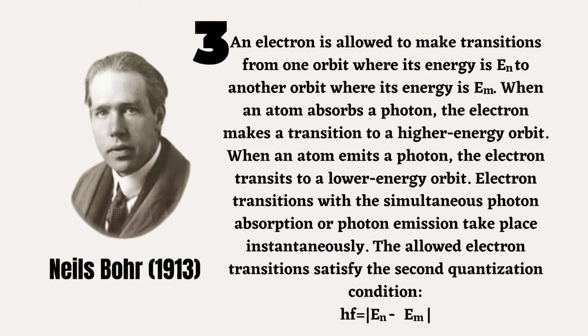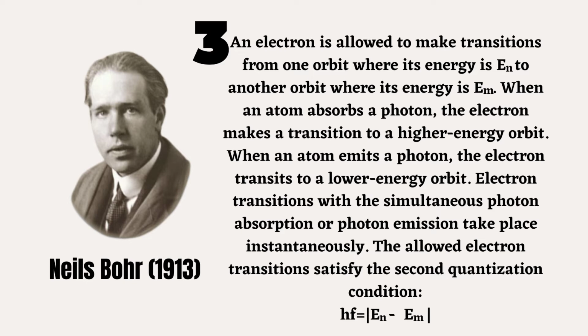Third, an electron is allowed to make a transition from one orbit where its energy is E sub n to another orbit where its energy is E sub m. When an atom absorbs a photon, the electron makes a transition to a higher energy orbit. When an atom emits a photon, the electron transits to a lower energy orbit. Electron transition with the simultaneous photon absorption or photon emission takes place instantaneously.